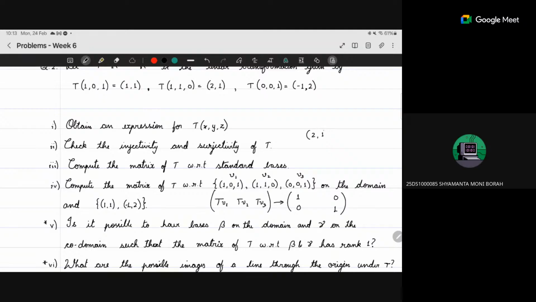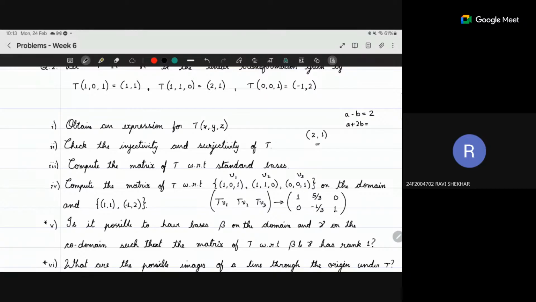But what you have to do is work for this guy, 2, comma 1. That is the image of the second vector. Now, how will I express it in terms of this? I need something like A into the coefficient, right? A minus B is 2 and A plus 2B is... So A is coming out to be 5 by 3 and B is coming out to be minus 1 by 3. Okay, this is a computation that you have to do.